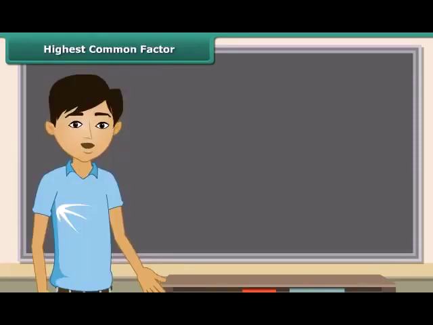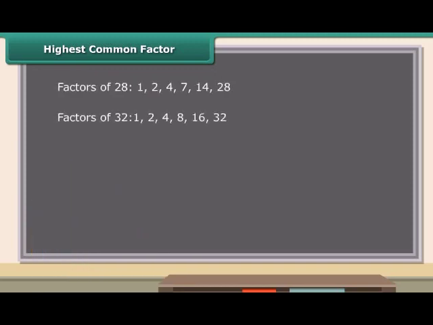Now that you know what common factors are, let us find the highest common factor of two numbers. Consider two numbers, 28 and 32. The factors of 28 are 1, 2, 4, 7, 14, and 28. The factors of 32 are 1, 2, 4, 8, 16, and 32. The common factors are 1, 2, and 4. It is clear that the highest common factor among these numbers is 4.